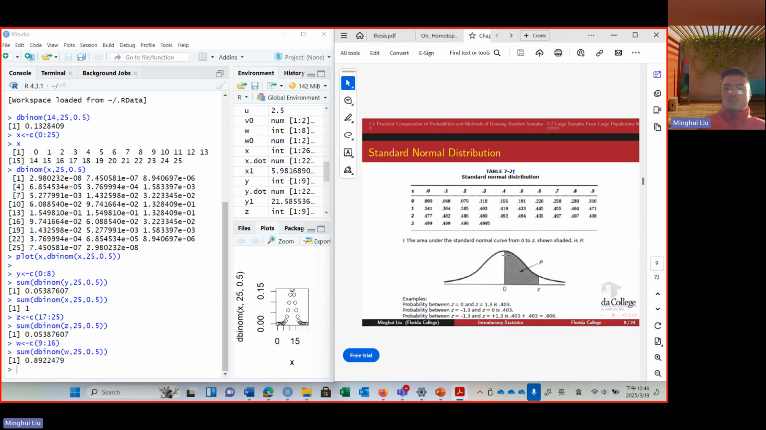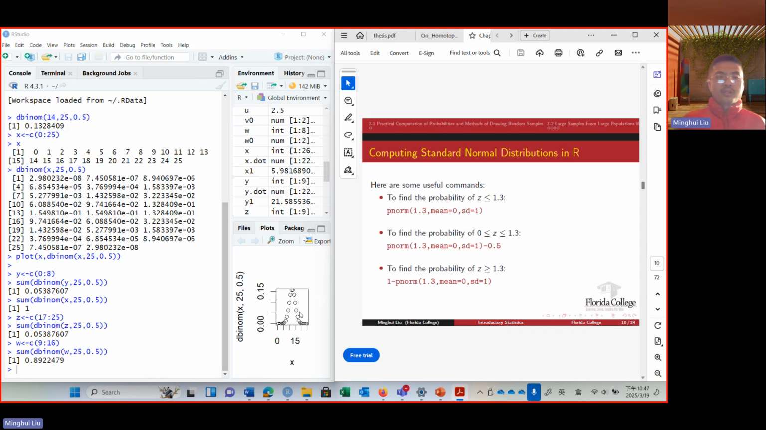And similarly, by symmetry, the probability between z equals negative 1.3, which is about here, and z equals 0 is also the same number. Adding these two areas together, you get the probability between z equals negative 1.3 and z equals positive 1.3, which is 0.6806. You just add these two numbers together.